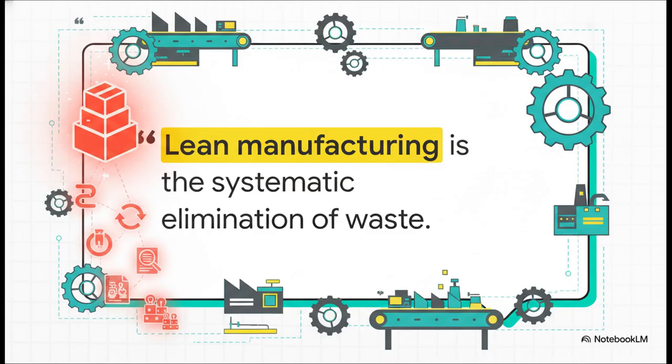As the author Jim Womack famously stated, lean manufacturing is the systematic elimination of waste. Historically, Taiichi Ohno, the pioneer of the Toyota production system, identified the initial 7 wastes. But he recognized one of them in particular as the most dangerous catalyst of them all, overproduction. It is quite literally the mother of all wastes.